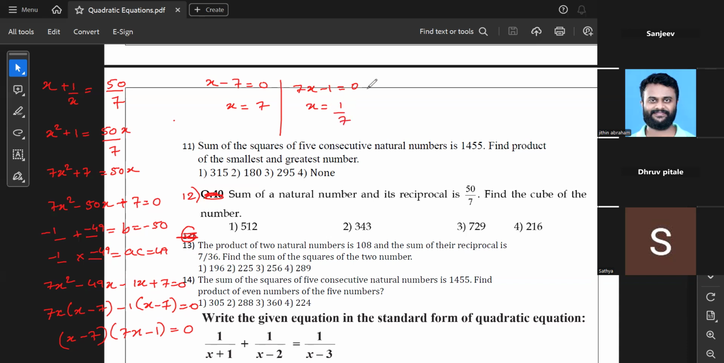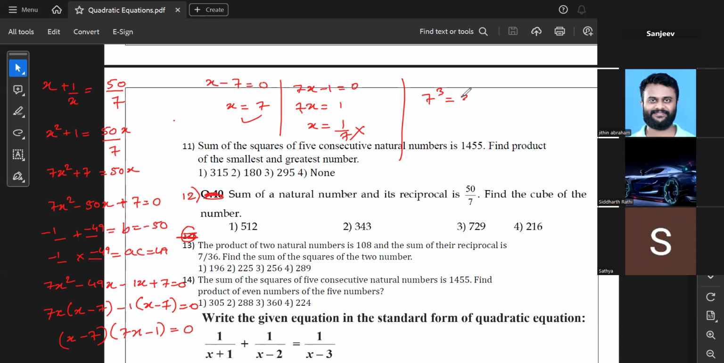How 1 upon 7? When I took 1 that side, I got 7x is equal to 1. In the next step, I get 1 by 7. Now, since they are speaking about a natural number, we can ignore this possibility. We can consider this possibility. So when I consider 7 as the possible value, then 7 cube is how much? 343. Very good. So option 2 will be your correct answer.